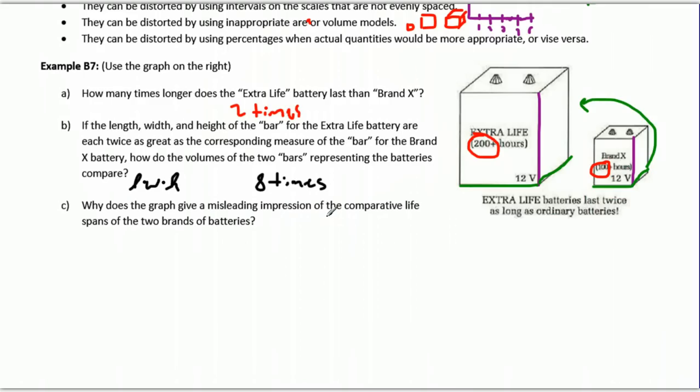So why does the graph give a misleading impression of the comparative lifespans of the 2 brands of battery? Well, this one here has twice as much life as this one, but this picture makes it look like it actually is 8 times as much life. The picture of this battery is 8 times as big as the picture of this battery. So that's why it can be very misleading to use volume, to use a 3D shape like this where everything doubled, because it changes the ratio. Instead of being twice as big, now it looks 8 times as big. So these 2 right here is your reason.